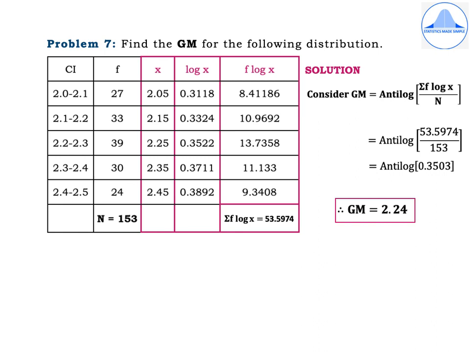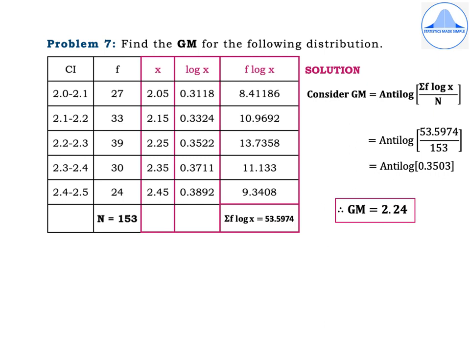So the x values are 2.05, 2.15, 2.25, 2.35, and 2.45. So how do we find out the midpoint? It is the lower limit plus the upper limit divided by 2. Calculate log x values: 0.3118, 0.3324, 0.3522, 0.3711, 0.3892.